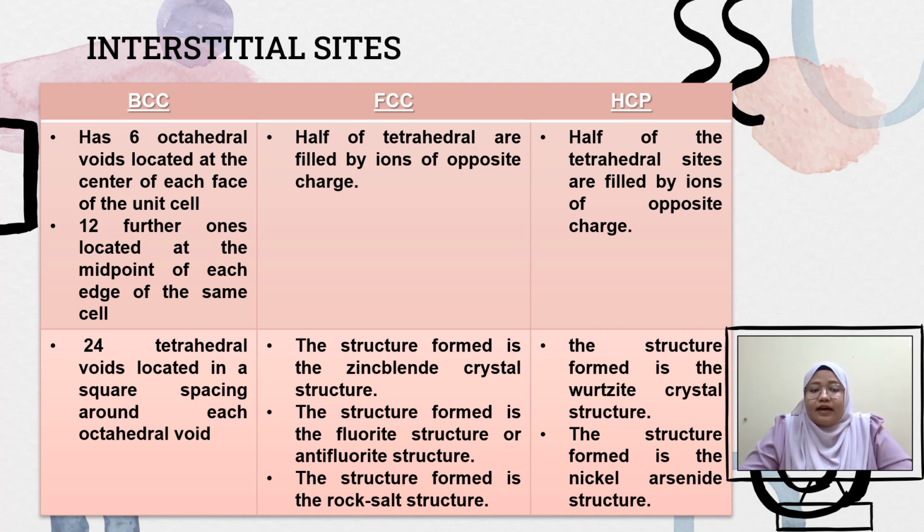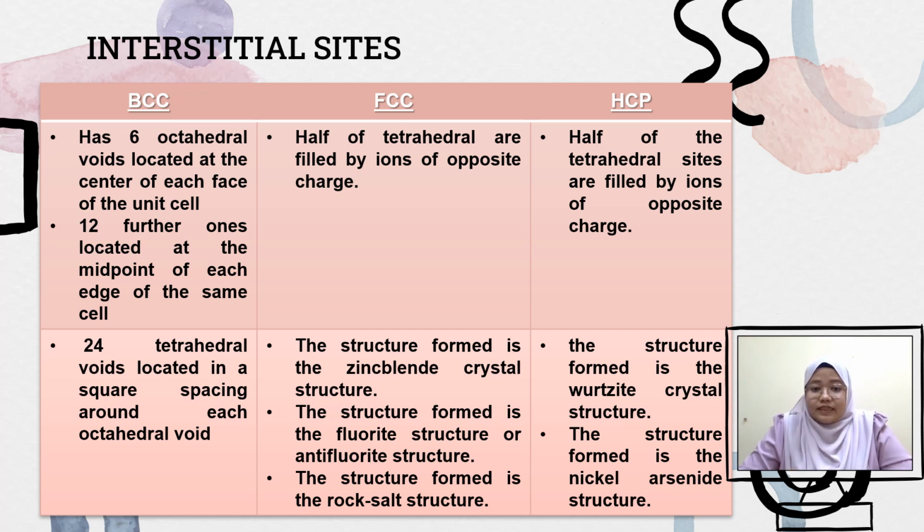For BCC, it has 6 octahedral voids located at the center of each face of the unit cell, 12 further ones located at the midpoint of each edge of the same cell, and then 24 tetrahedral voids located in the square spacing around each octahedral void.